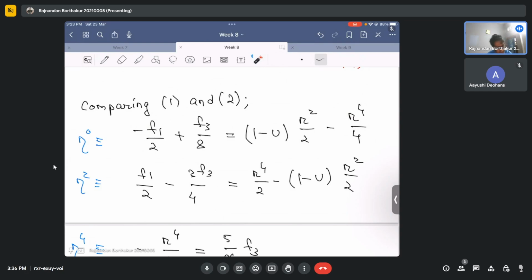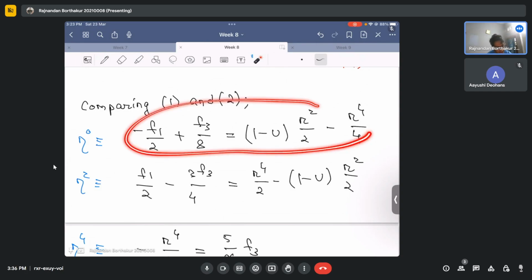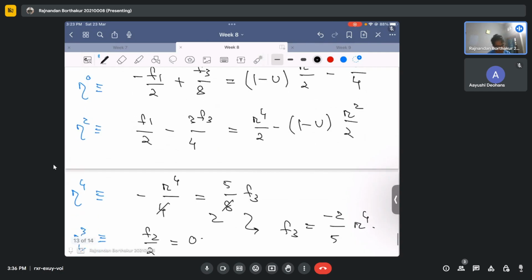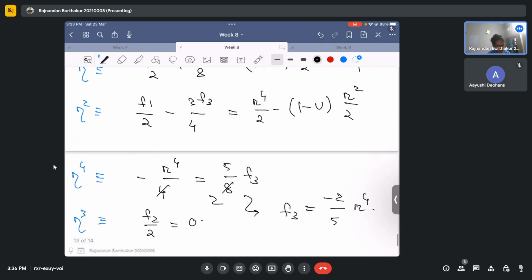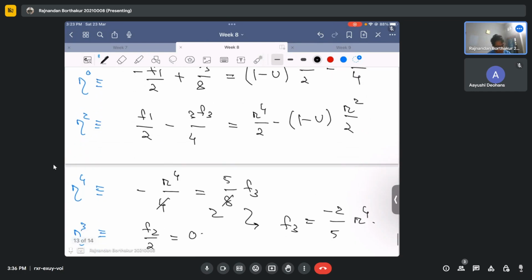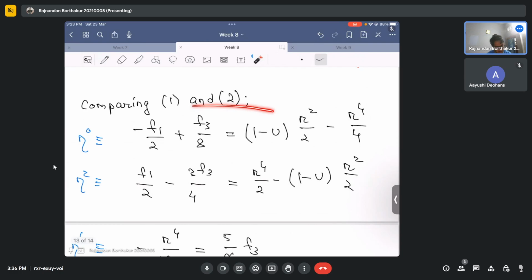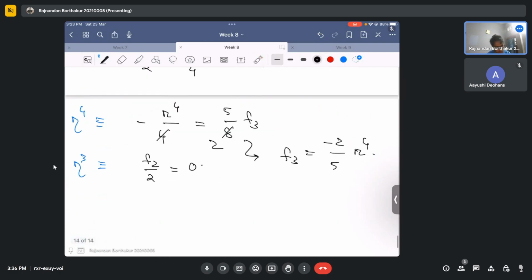So although we have two equations, maybe let's substitute this here. I think we'll end up getting the same value for f1 by substituting f3 in either of the two equations. Okay, let's try to check. So what we will do is we will now try to substitute f3, let's say, here in this equation, and let's see what we get.